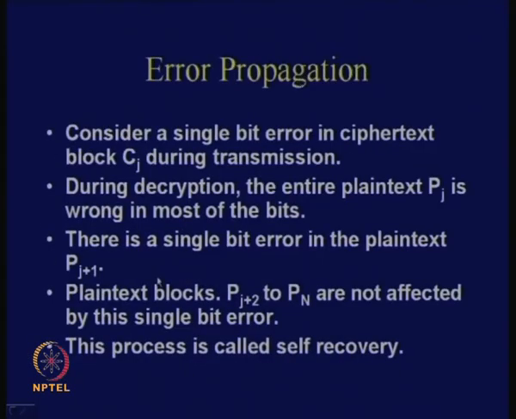Talking about error propagation again, let's study the error propagation in case of CBC. You can easily see that if there is a single bit error in the ciphertext block CJ during transmission, like what we have done for ECB, then during decryption the entire plain text PJ is wrong in most of the bits, similar to ECB. But there is a single bit error in the plain text PJ plus 1 also. Why?